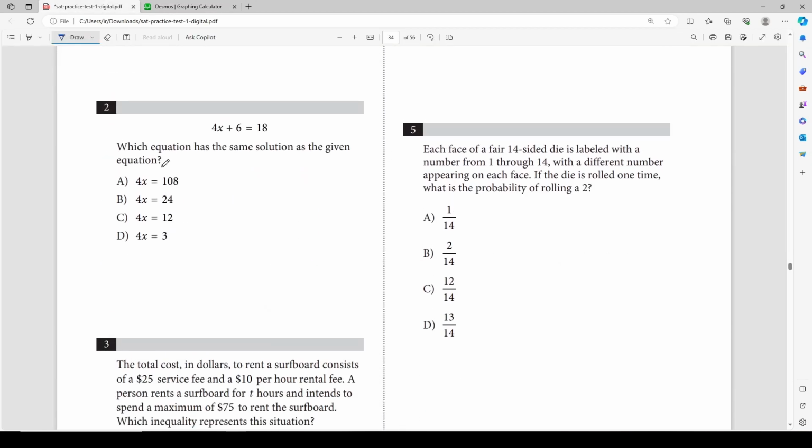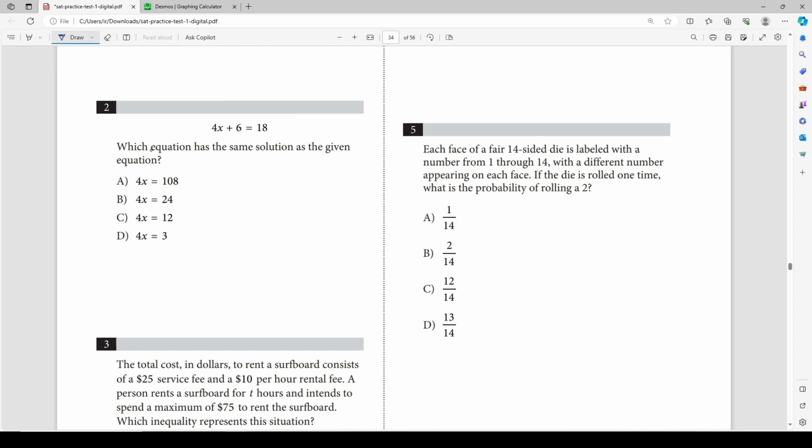Right, moving on to number 2, it says, which equation has the same solution as the given equation, right? So when we have the same solution, we're dealing with a specific x value, right? So its x value is going to be a specific number, and it's asking us which of these choices has an x value that matches that number. It's going to become a lot more clear what we have to do soon.